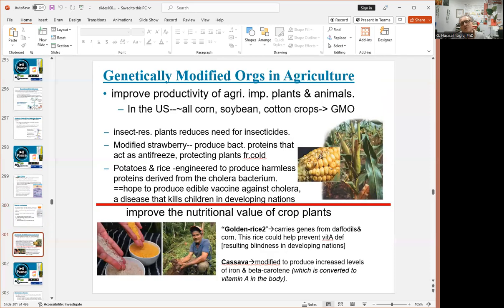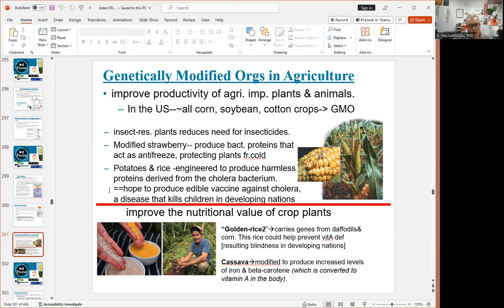So GMOs, back to the GMOs. GMOs basically might have a gene from a different organism that is inserted in. So in the US, all corn, soybean, and cotton crops might be GMO mostly. Because of that, they might be more insect resistant or higher yield or have higher oil levels or some other things.